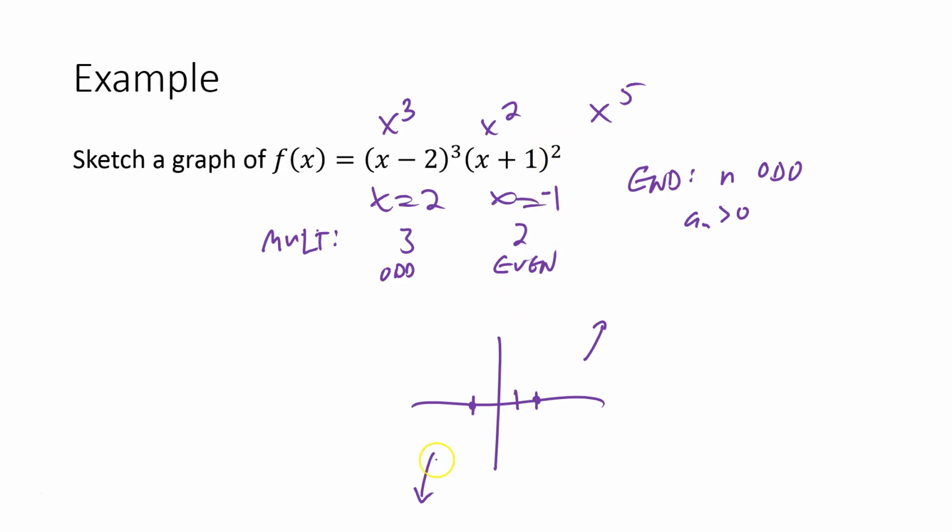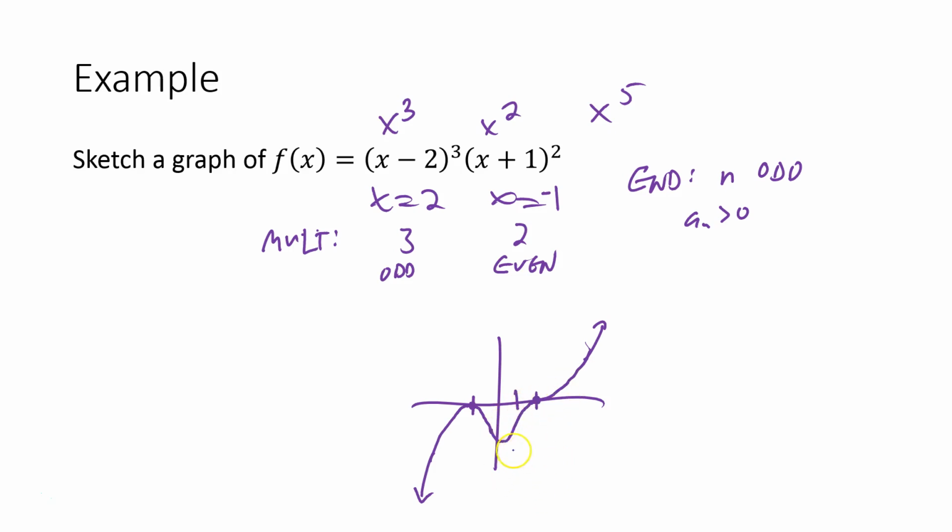-1 has an even multiplicity, so it's going to come up, it's going to bounce, just like that. And then we're going to come back up through here. It's going to be flat for a second because we have an odd multiplicity there. And then it's going to come up and join that guy and go off to infinity. So you notice these graphs aren't always the prettiest things, but as long as you're getting the right idea as far as the sketch, that's what I'm looking for.